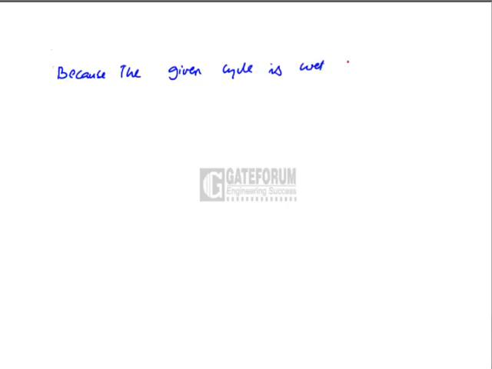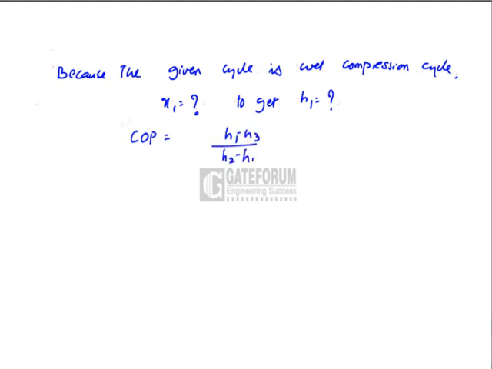Wet compression cycle. We would have to calculate the dryness fraction X1 for calculating the H1, so that we can calculate the COP as H1 minus H3 divided by H2 minus H1. Now, how to get the X1?